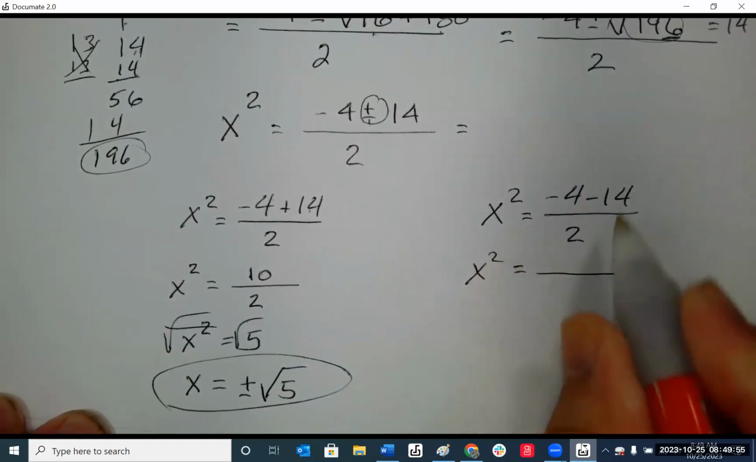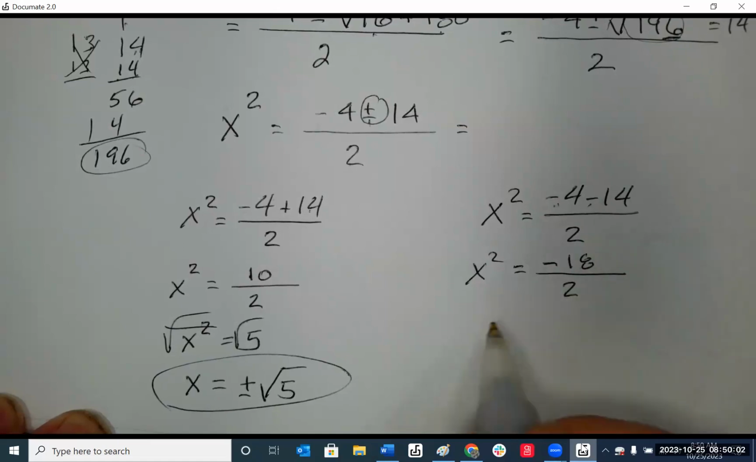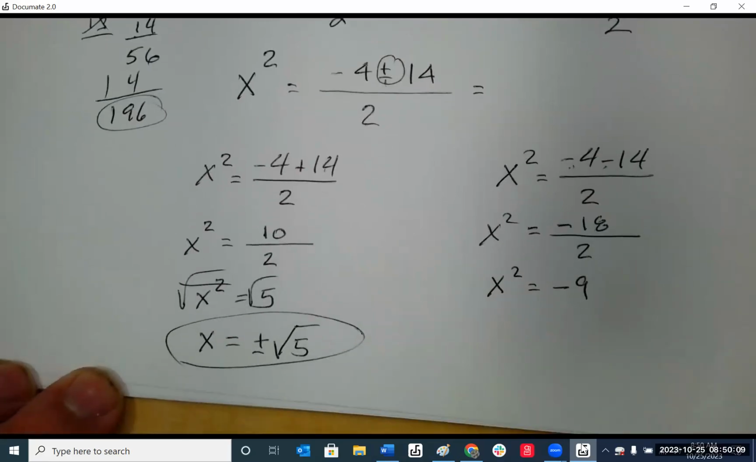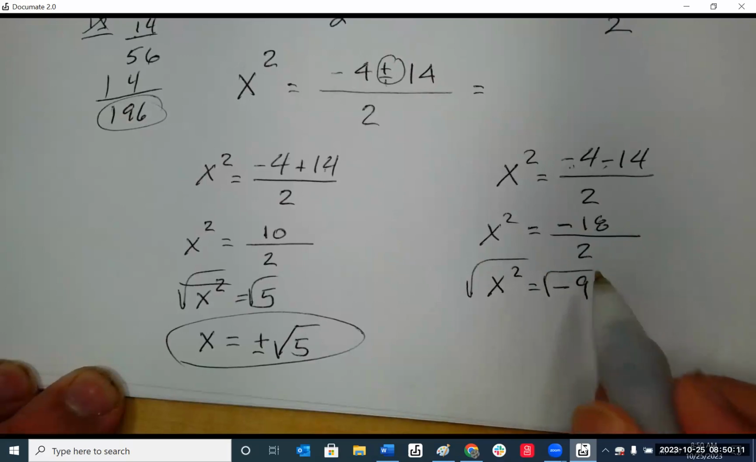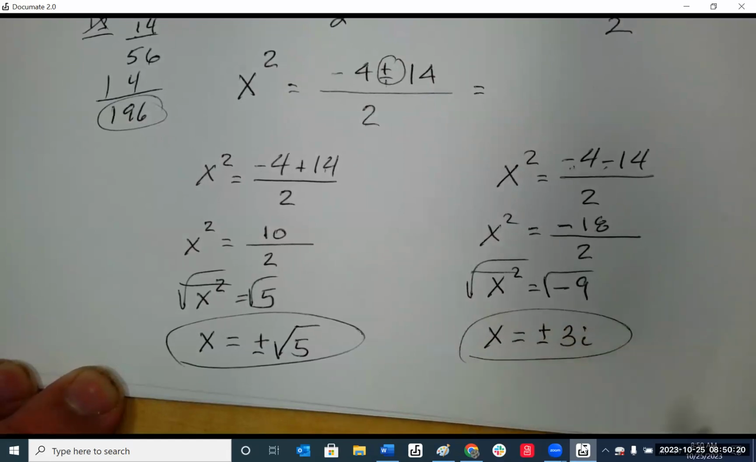X squared equals -4 minus 14 is -18, since they're both negative, add the numbers. -18 divided by 2 is -9. Square root both sides. So x is equal to plus or minus 3i. Square root of 9 is 3. There's a negative, so it's an i. Same answers.